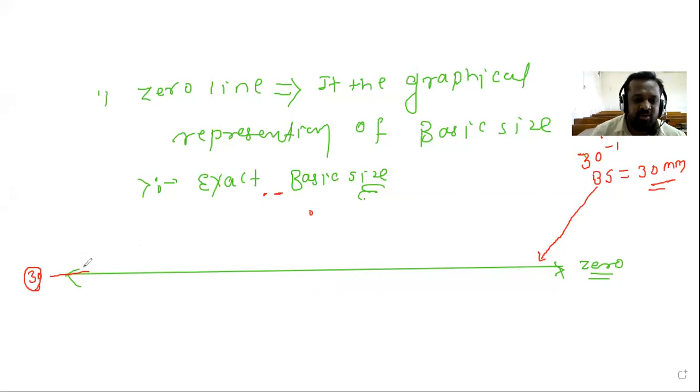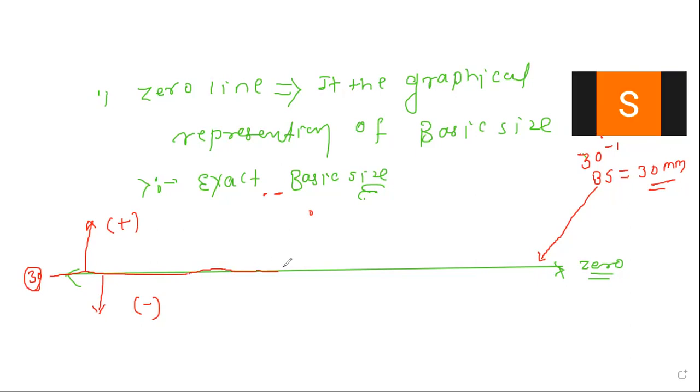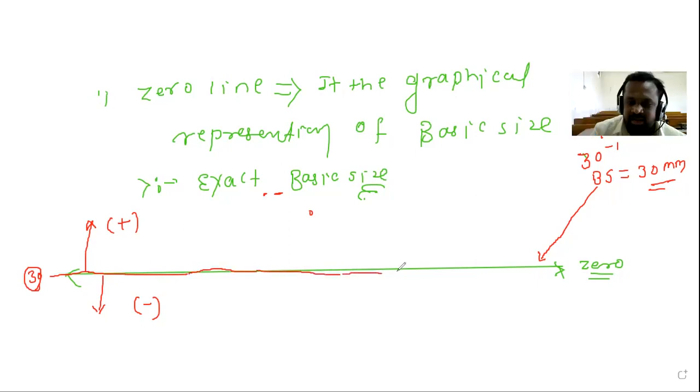And right now, you have to remember the upper side will be the positive side of your zero line. And this below side will represent the negative side. Okay. And here, it is called the zero line. You have to remember that zero line indicates the exact basic size. Okay.